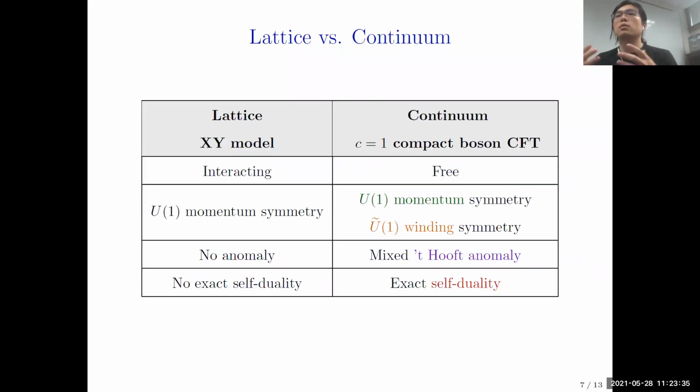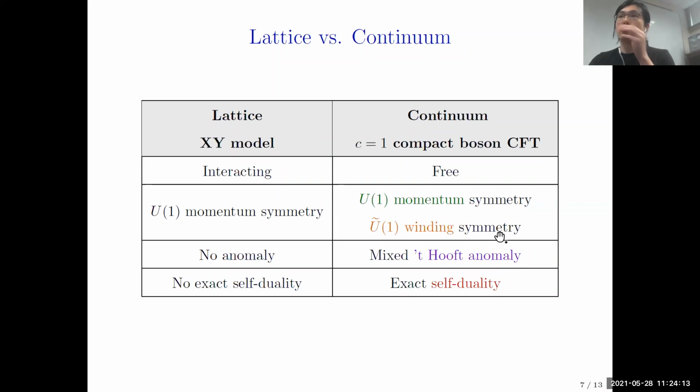Okay, so let me summarize what I have discussed so far with this warm-up example of the XY model. On the lattice, we have an interacting XY model. And in the continuum, we have a free field theory of a compact boson. Both the lattice model and the continuum field theory have a U1 momentum symmetry. In the continuum field theory, in addition to the U1 momentum symmetry, there's a U1 winding symmetry, which can have a mixed anomaly with the momentum symmetry. And the continuum field theory also has an exact self-duality, which was not there in the original lattice model.